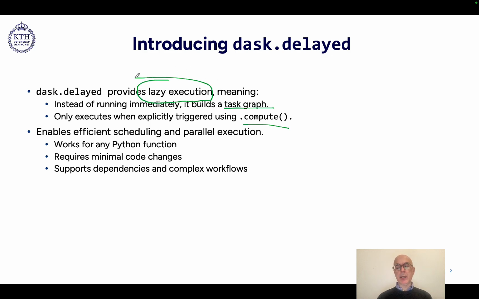So why is that? Well, the reason is that it enables efficient scheduling and parallel execution. While we build the task graph, Dask can also construct the task graph in an efficient way and optimize it. Dask.delayed also requires minimal code changes, basically just one decorator, and it also supports dependencies and complex workflows.